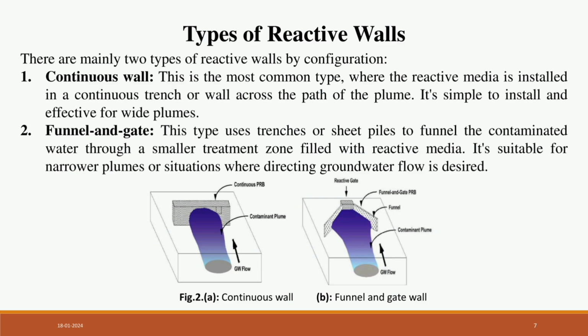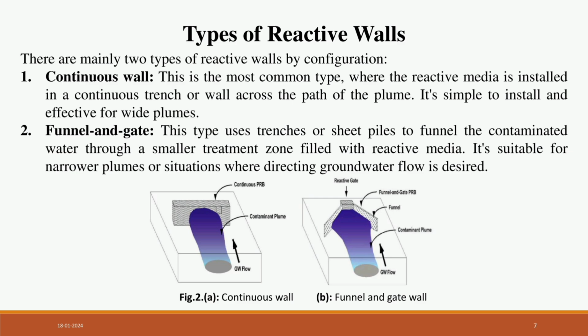And the second one is funnel and gate type wall. This type of wall uses trenchless or sheet pile excavation to funnel the contaminated water through a smaller treatment zone filled with reactive media. It's suitable for narrower plumes or situations where directing groundwater flow is desired. Here you can see in the image the configuration of continuous and funnel and gate wall.